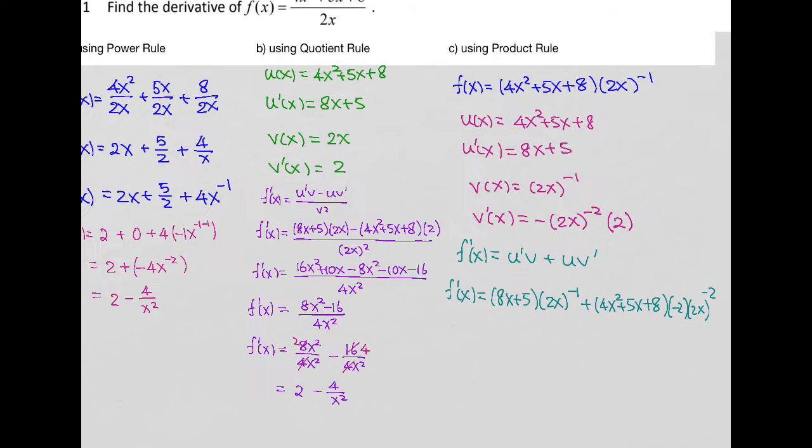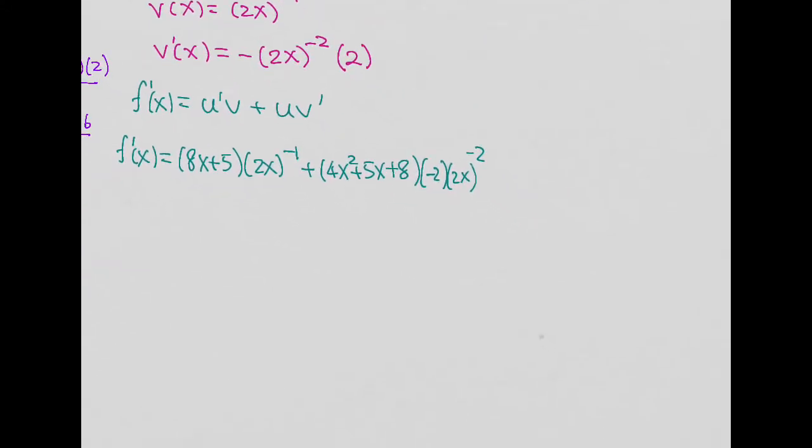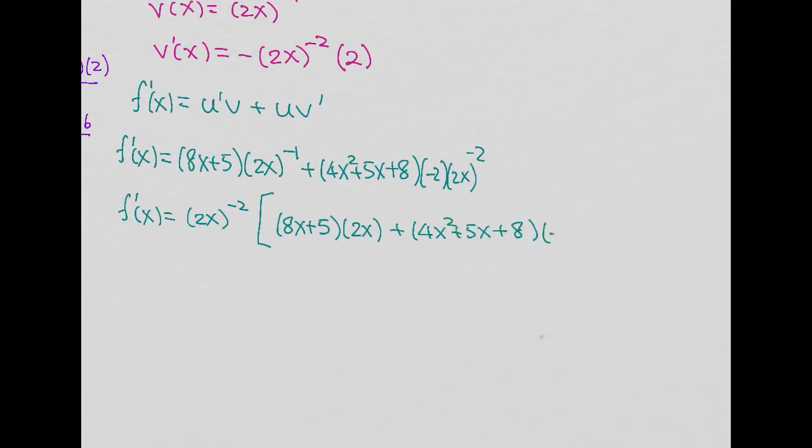And now we have to common factor them. So I have to say f prime(x) equals (2x) to the exponent negative 2. That's what they have in common. What's left in the bracket? 8x plus 5 times 2x, and plus 4x squared plus 5x plus 8 times negative 2, and close bracket. And then simplify the square bracket.